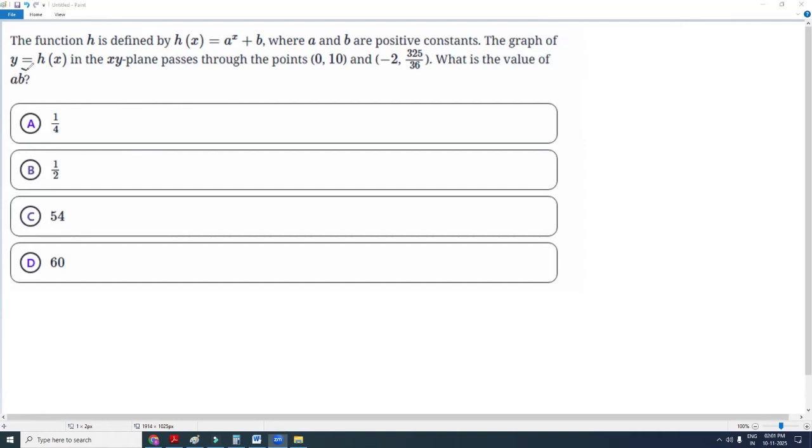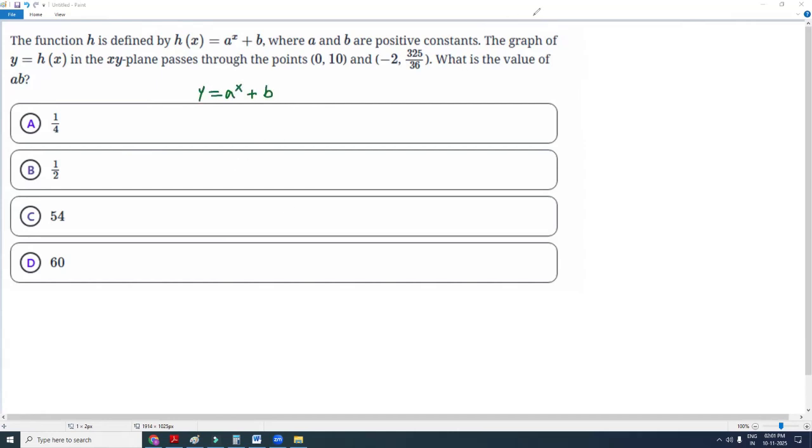Okay, now to get the value of this a times b, we need to find the values of the two constants a and b in the given function. And since we have y equals h(x), we can plug in this y for h(x) over here. Then we get the equation y equals a^x + b.